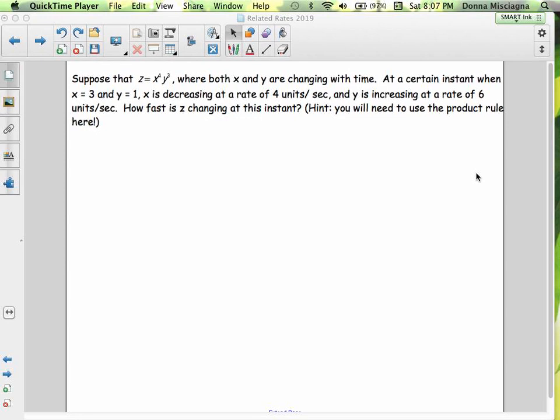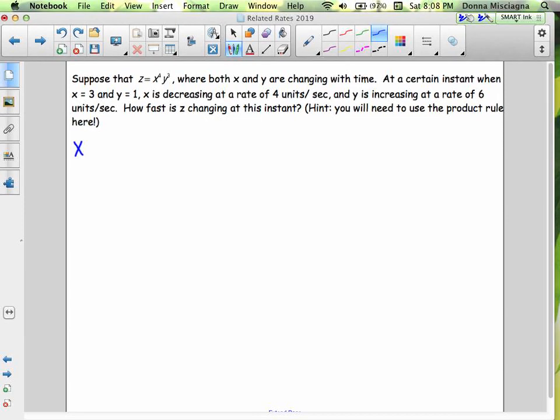So they give us a little hint, and we'll have to use the product rule, but hopefully you'd recognize you've got two variables. We don't really need to identify our variables, but let's identify what x and y are going to be when we plug in. So x is 3, y is 1, and we don't know z, but that's all right. If we wanted z, it'd be 3 to the fourth times 1 cubed, so it would be 81, but we don't really need z.